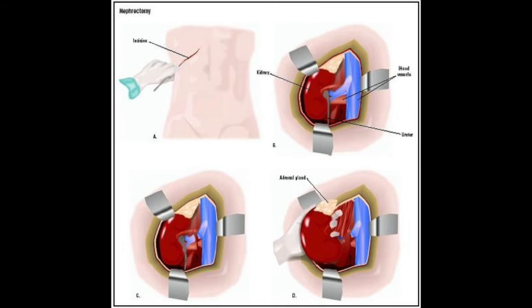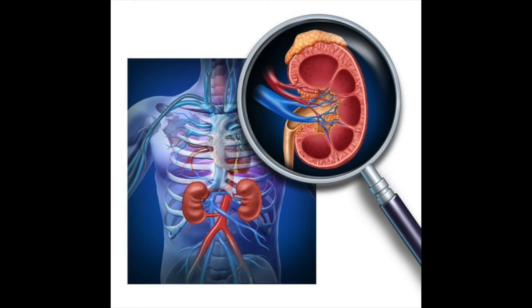The incision is then closed in layers. The fascial muscle layers are closed with interrupted absorbable sutures. The skin is closed with staples. A nephrectomy is a class 3 contaminated wound because it enters the GU tract.